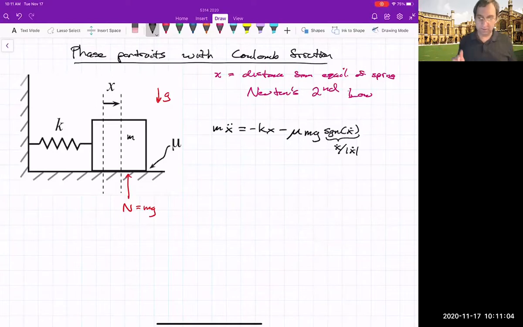And what would we find? If you were to release this spring from rest, let's just look at what would happen. So here's x as a function of time.